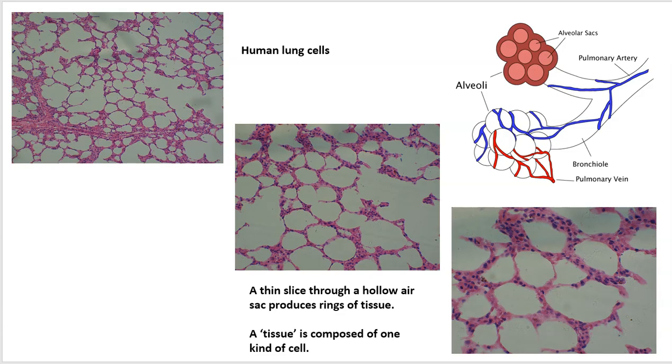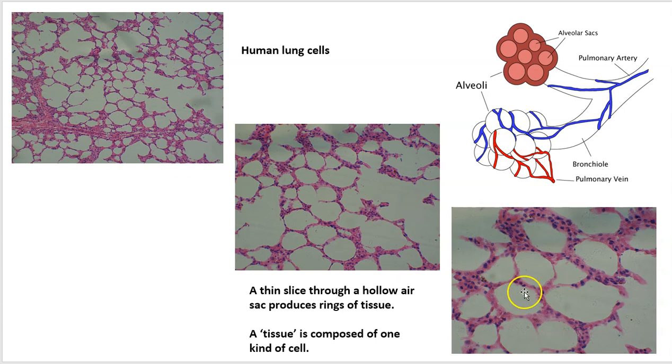All right, finally then, let's take a look at lung tissue under the microscope. Low power here, higher power, higher power. And so again, we're looking at a thin slice through hollow air sacs, so we're going to get rings of tissue. Here we see a diagram of the lungs up here at the top right, and again, they're hollow chambers surrounded by capillaries, but to prepare the slide, you make a thin slice through these hollow chambers, you're going to see rings of lung cells.